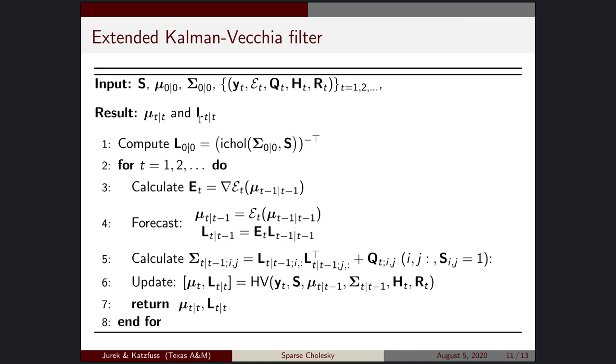We start by decomposing the initial covariance and obtaining the initial sparse factor L00. Then at each time point we linearize the evolution operator and calculate the forecast mean and the forecast factor LTT simply by multiplying the latter by E. Next we calculate the elements of the forecast covariance that will be used in posterior inference, and only those elements, which makes it quick. As a final step, we use the hierarchical Vecchia approximation described before to obtain the representation of the filtering distribution.